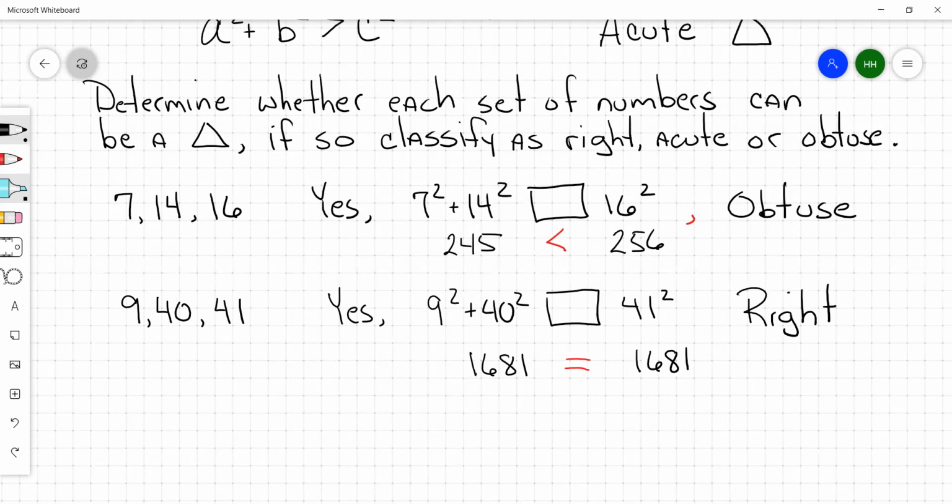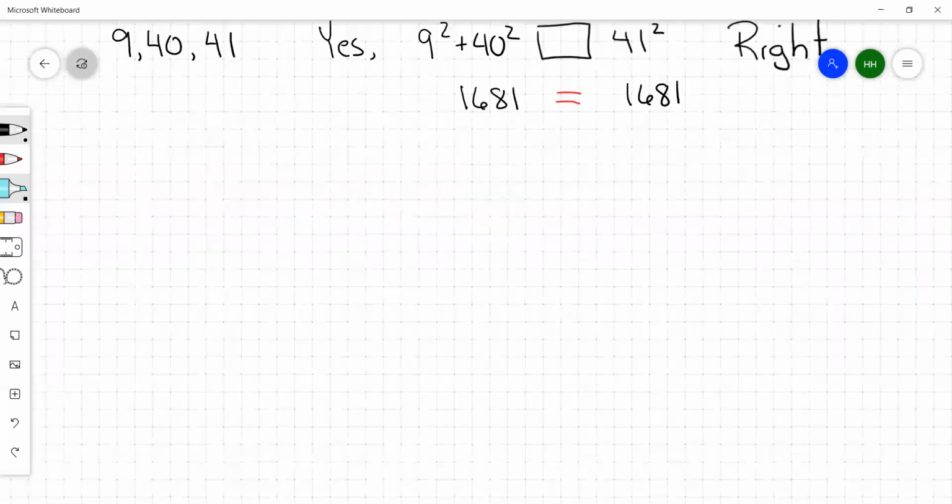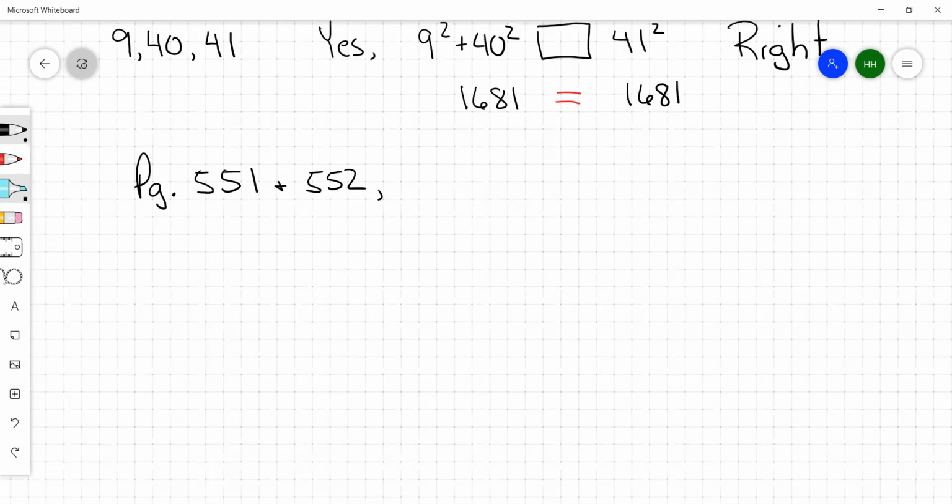Any questions on anything we've talked about today? All right, your assignment for today is pages 551 and 552. They've been uploaded to the resources tab. You're doing problems 1 through 19.